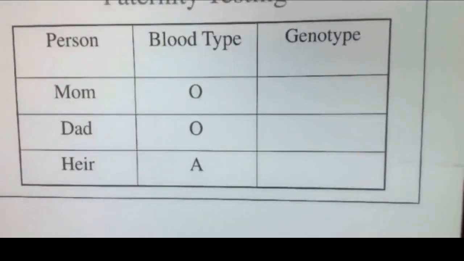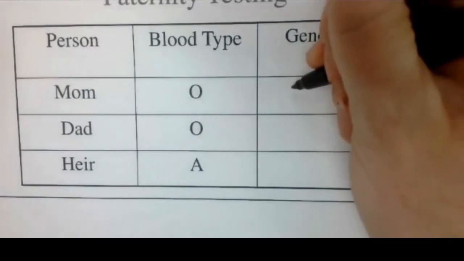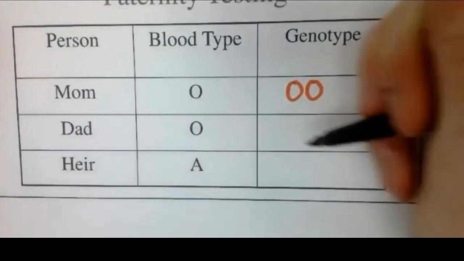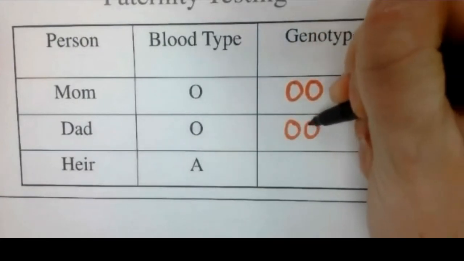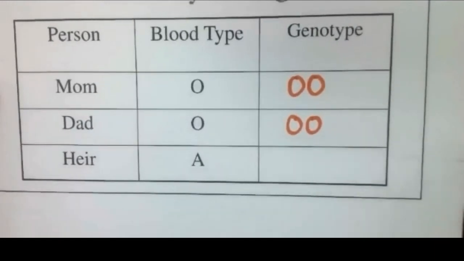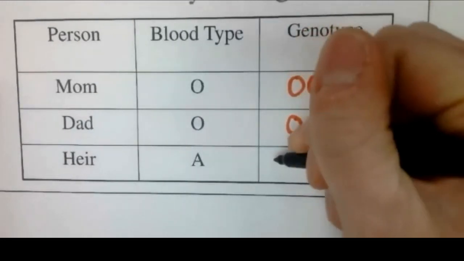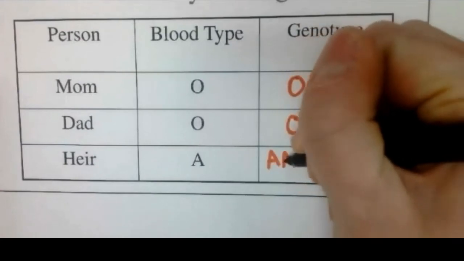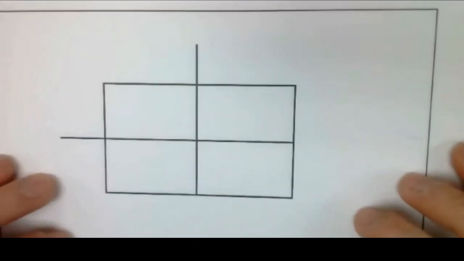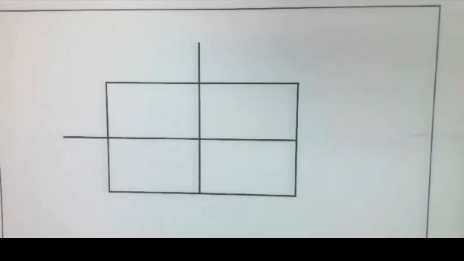So next up, we've got a parent mom that has type O blood. Remember, we've only got one possible genotype for O, so I'll have OO. Dad also type O blood, so we know their genotypes for sure. And our heir is type A blood. Remember, there's a couple possible genotypes for type A. We could have AA, or we could have AO. Let's go on over to our Punnett Square and see if this is a possible offspring.